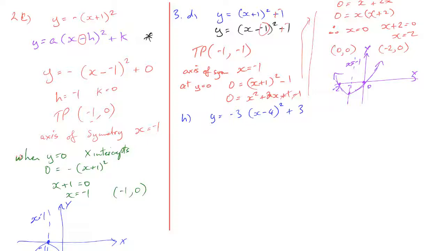Lucky last, which is the same concept again. We have a minus 3. In our formula, it's plus that. So h equals 4, k equals 3. So my turning point is 4, 3. What else do we need to work out? Well, as soon as we've got our turning point, we know what the axis of symmetry is. It's x equals 4.